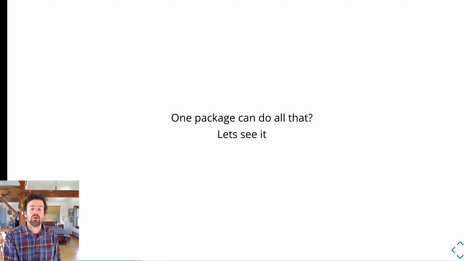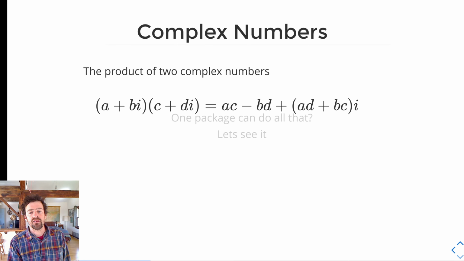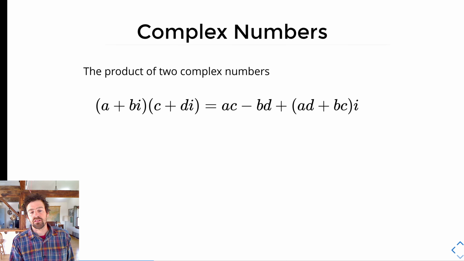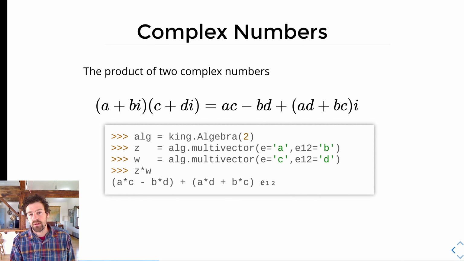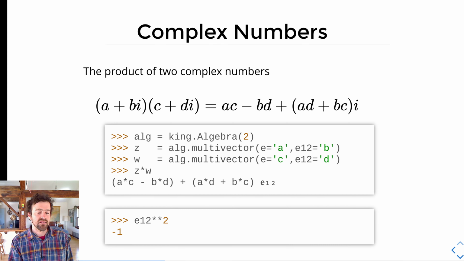Kingdon is one package that can implement all of those different algebras. So let's see it. Here's the product of two complex numbers. We get this result here, and this is how we would implement that in Kingdon. We have an algebra of 2 dimensions, make these two multivectors, multiply them together, and you can quickly verify it. It's isomorphic. And given that this E12 squares to minus 1, it plays the role of i.